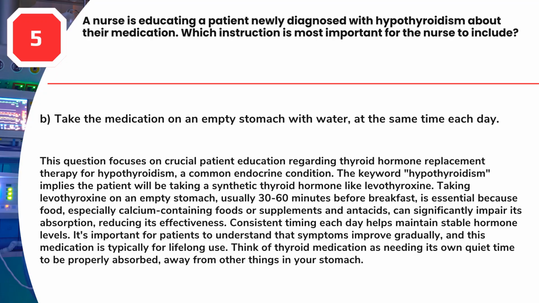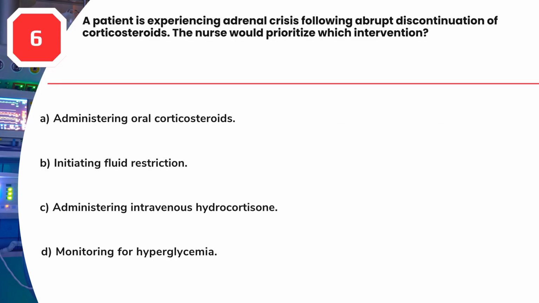or supplements and antacids, can significantly impair its absorption, reducing its effectiveness. Consistent timing each day helps maintain stable hormone levels. It's important for patients to understand that symptoms improve gradually, and this medication is typically for lifelong use. Think of thyroid medication as needing its own quiet time to be properly absorbed, away from other things in your stomach. Question 6. A patient is experiencing adrenal crisis following abrupt discontinuation of corticosteroids.